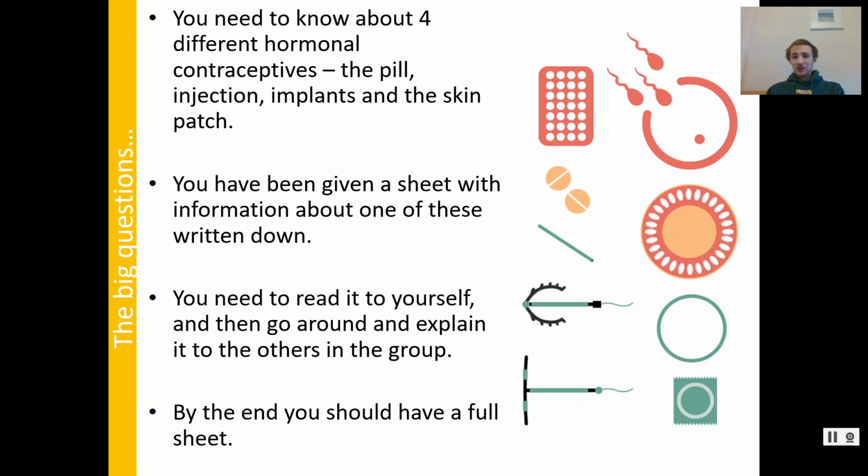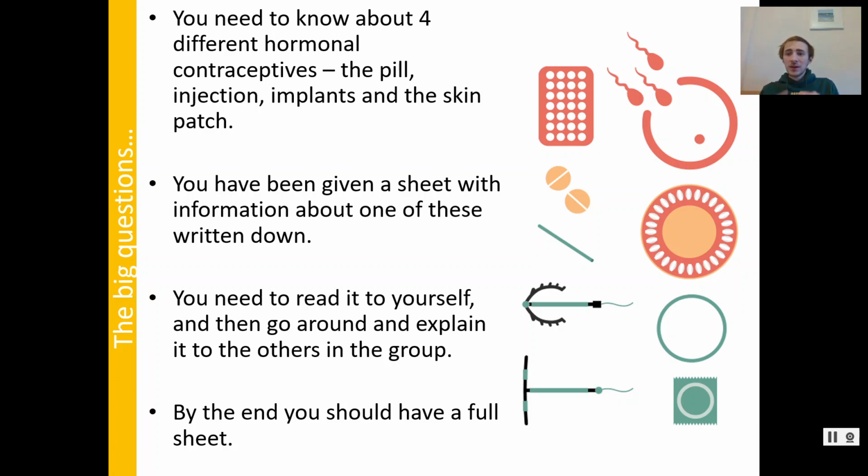Now, there is a Word document attached to this assignment containing information about 4 different hormonal contraceptives. It's the pill, injection, implants, and skin patch. Now, usually we do this as a circus, that's what I've described there. All I want you to do is to skim read each piece of information and get down the key, most important 4 bullet points from each. And I mean short. Basically, what does it contain? How does it work? Maybe how is it taken and how effective is it? That kind of an idea.